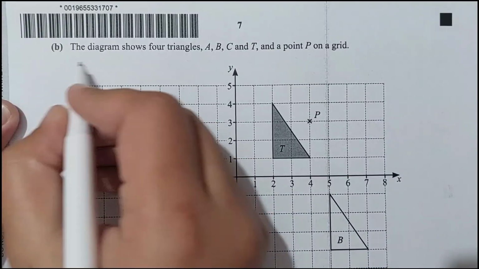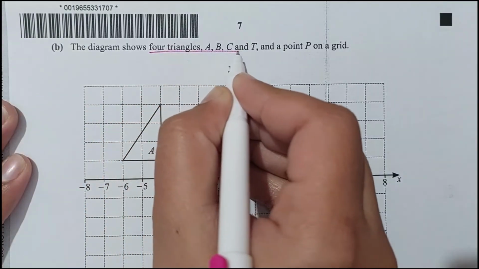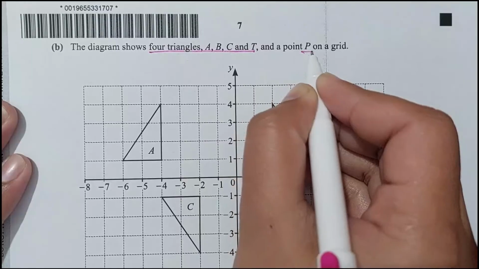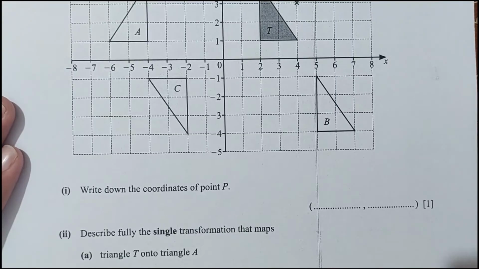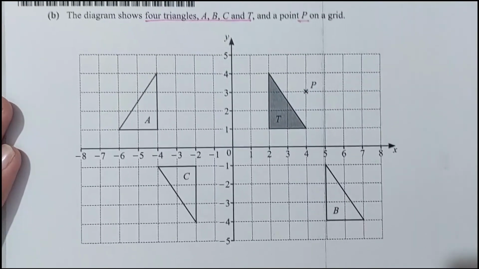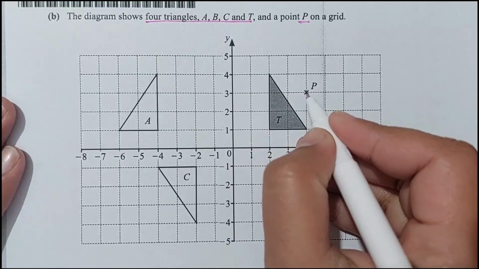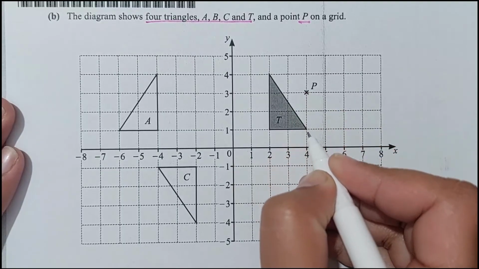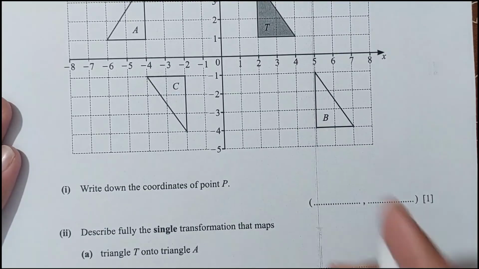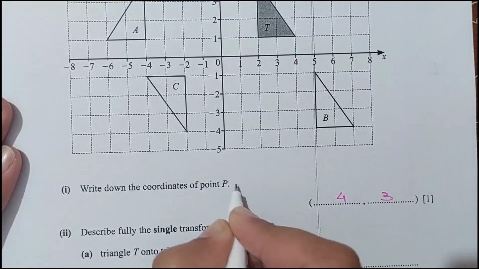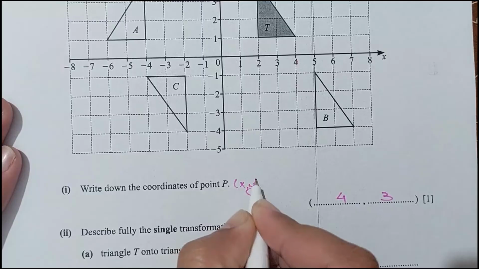Now for part B, the diagram shows 4 triangles A, B, C, and T, and the point P on the grid. Number 1, write down the coordinates of point P. The coordinates are X and Y. Point P, the X coordinate is 4 and the Y coordinate is 3. So this is 4, 3.